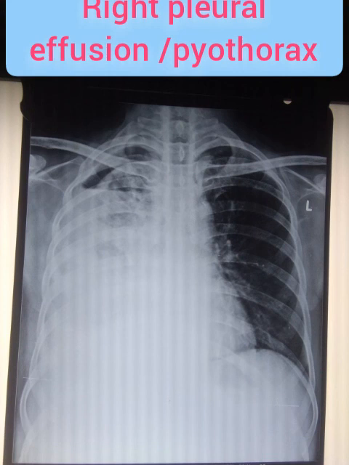Tuberculosis is very common in developing countries. Hence, let's stop TB, fight TB.